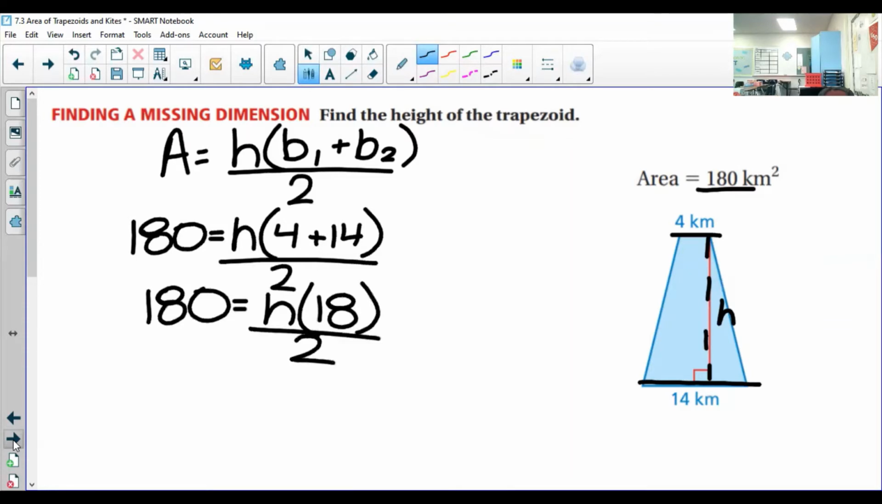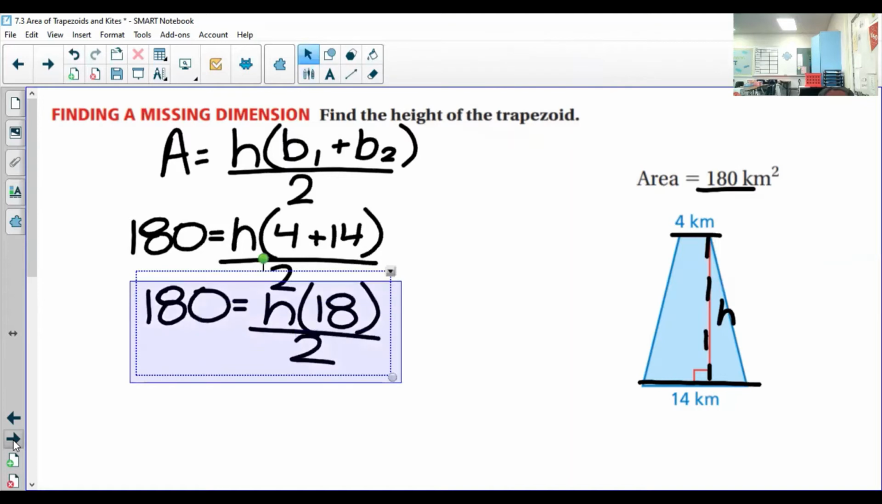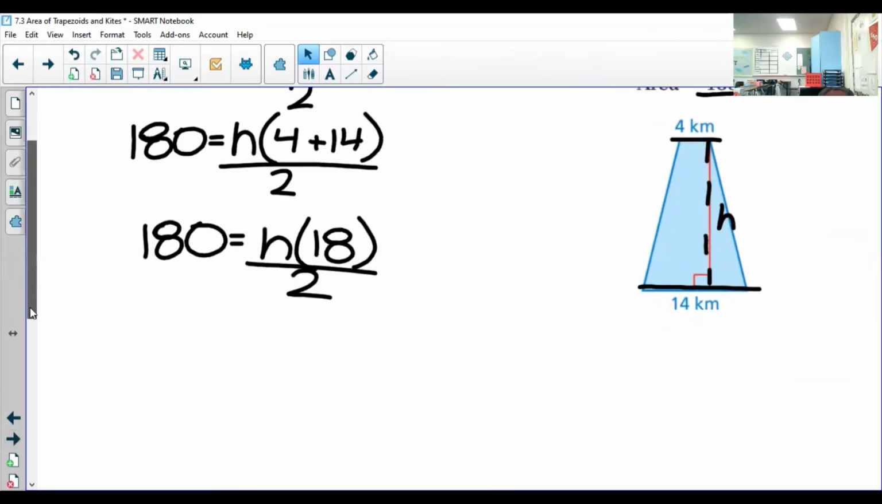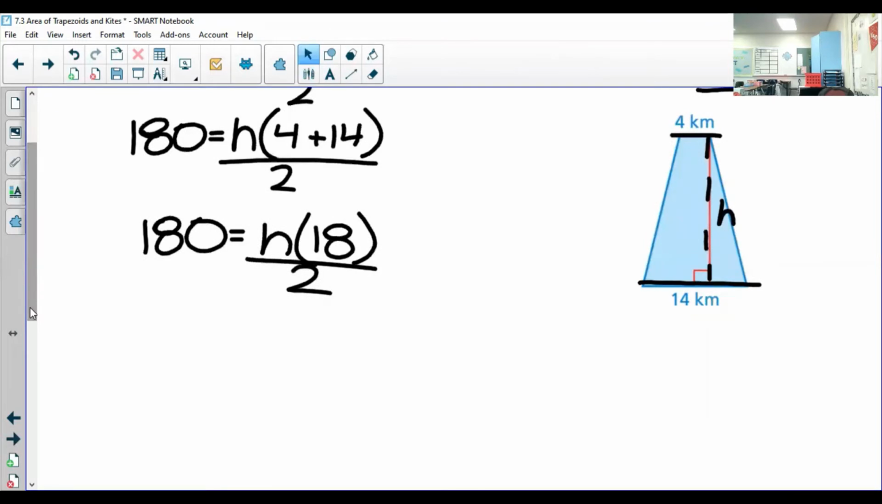Oh, here, let me move that down. There we go. Okay, so how do we find h? This is just a 2-step equation, right? It's going to take us 2 steps to solve this. We got to get h all by itself. So the first thing we're going to do is get rid of the fraction. The opposite of divide by 2 is times by 2. We're going to do that on both sides.